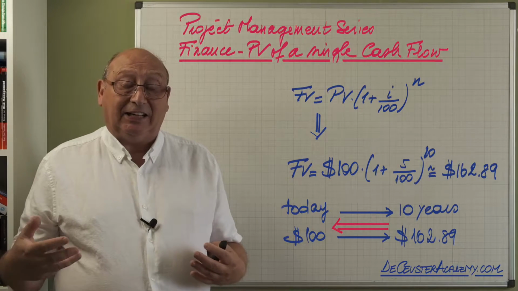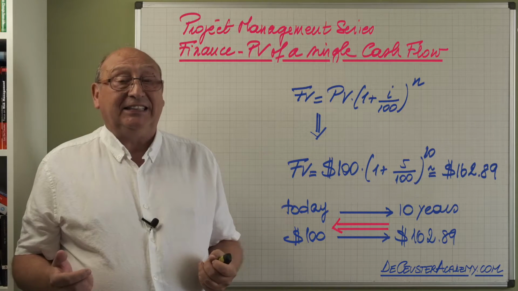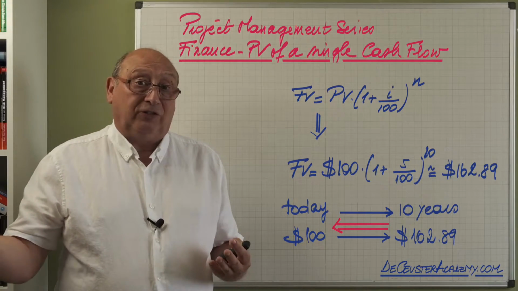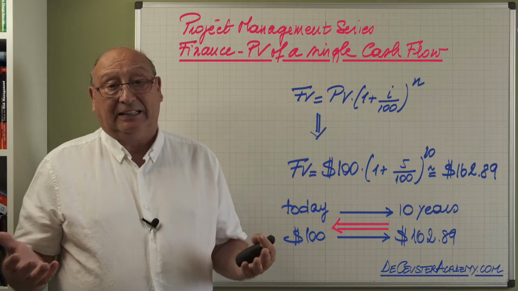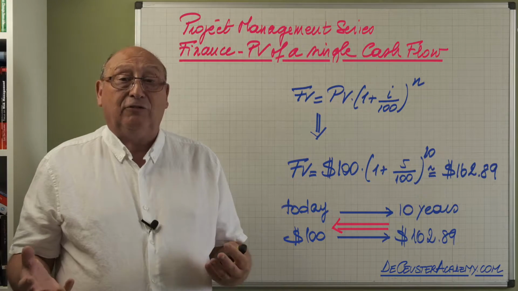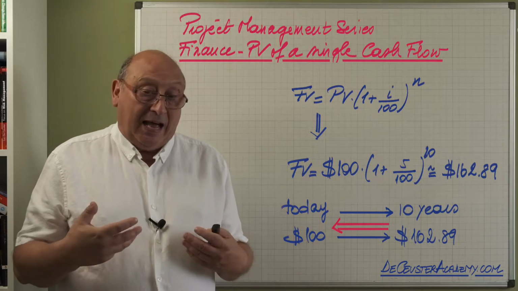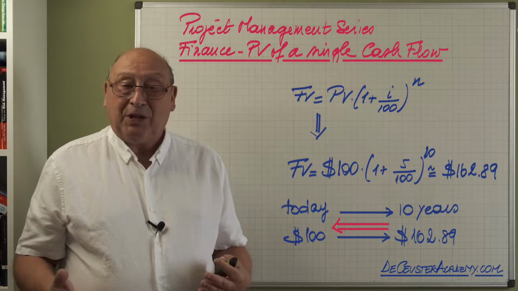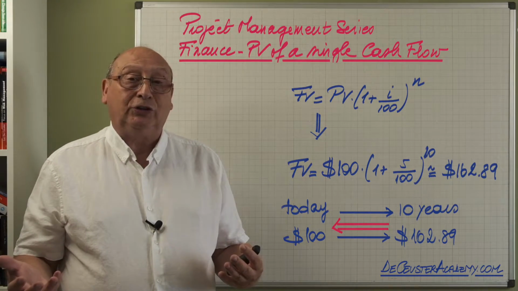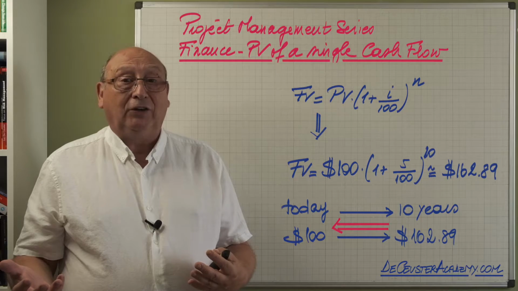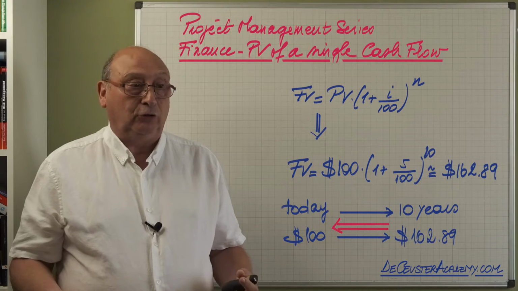But that also means that the value of $162.89, the cash flow we would receive in 10 years, would only be $100 today. And that's the idea about present value. We want to look at cash flows, money we receive in the future, one or more amounts over one or more years, and we want to know what is the value of that today.